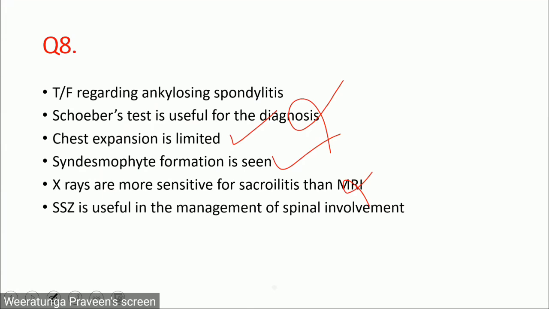Right. So මම අන්තිමට කිව්වා management එකට අපි පාවිච්චි කරන්නේ physiotherapy, NSAIDs and biologic DMARDs which specifically act on TNF alpha pathways. Sulfasalazine is useless for spinal involvement, right? Sulfasalazine, the place of sulfasalazine is when you have peripheral sort of monoarthritis වගේ තිබ්බොත් තමයි that is useful. Okay, so that is question number 8. Any questions about that?